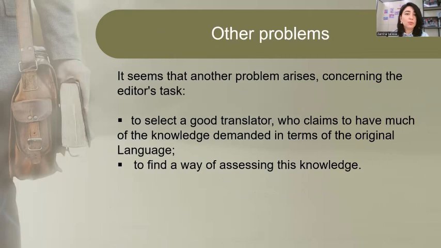Also with scientific technical translation, you could come across other problems. Another problem arises concerning the editorial task. They have to select a good translator who claims to have much of the knowledge demanded in terms of the original language. And the second is to find a way of assessing this knowledge. So these are related to the extra-linguistic knowledge of a translator.